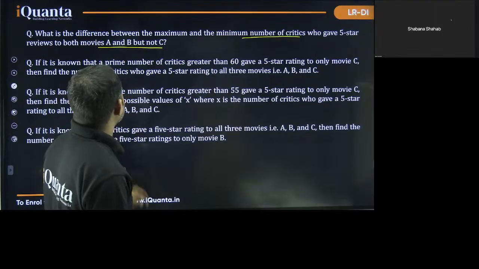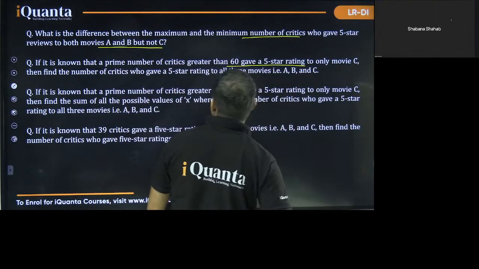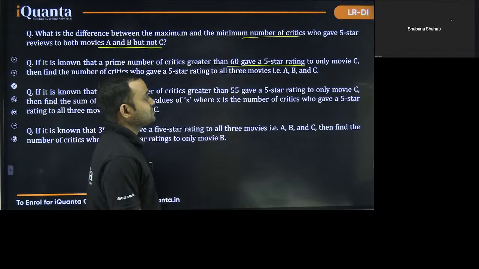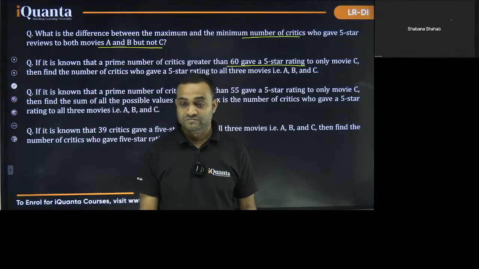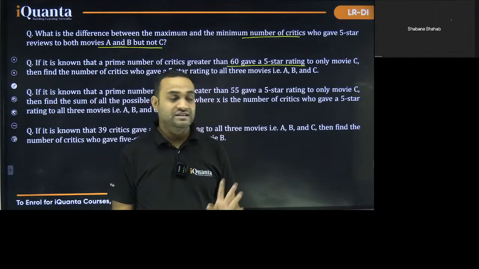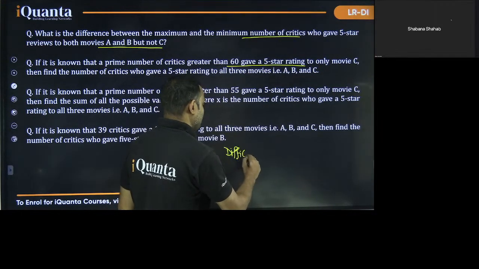If it is known that a prime number of critics greater than 60 gave a 5-star rating to only movie C, then find the number of critics who gave a 5-star rating to all the 3 movies A, B and C. So this set was definitely tricky, and this set also falls under the difficult level category.